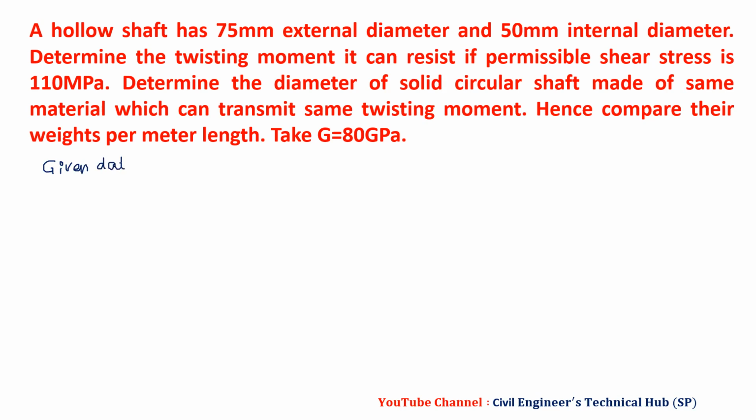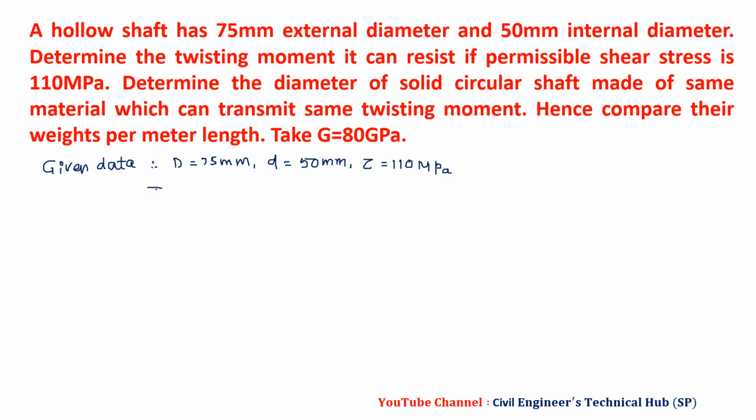Given data. We have capital D equal to 75 millimeter. Small d is equal to 50 millimeters. Shear stress is given, that is tau equal to 110 MPa. And we have to find the value of T.